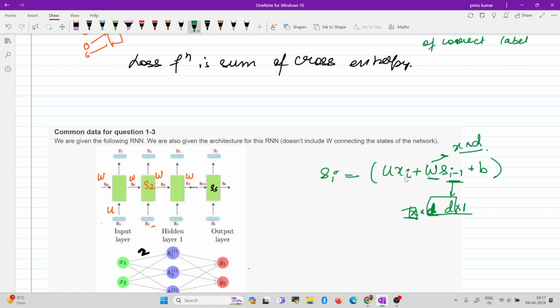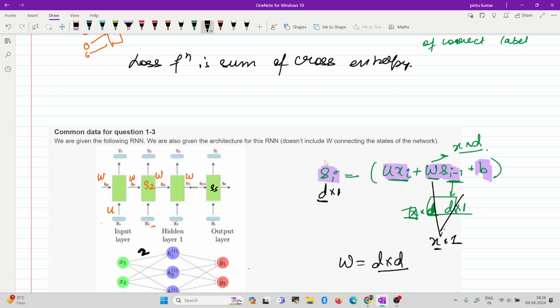Now I'm adding it to something, so all these three terms should have the same dimension, right? And that should be the dimension of Si. Now what is the dimension of Si? Si is D cross 1. So the product I obtain has dimension X cross 1, and that should be equal to D cross 1. So the dimension of my matrix W should be D cross D, right?